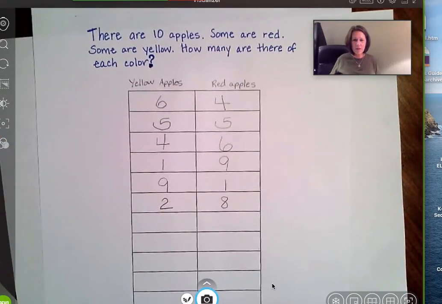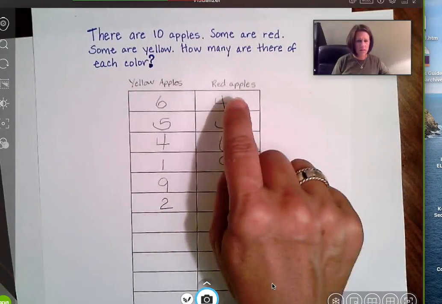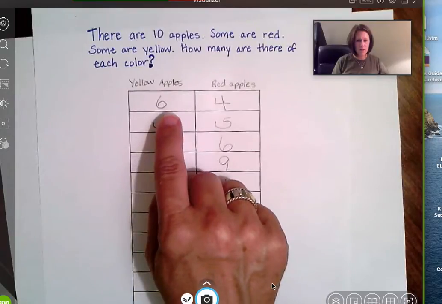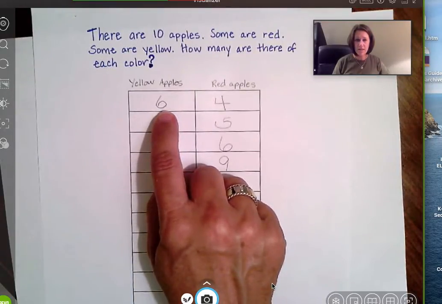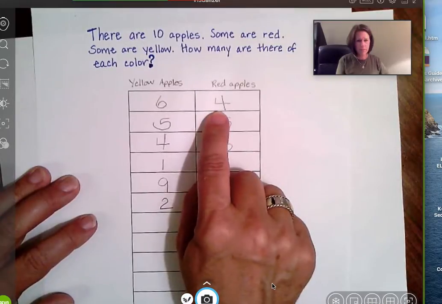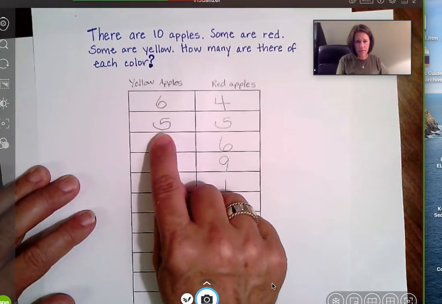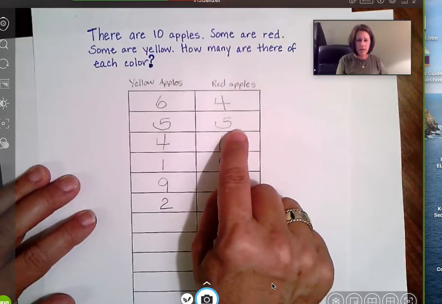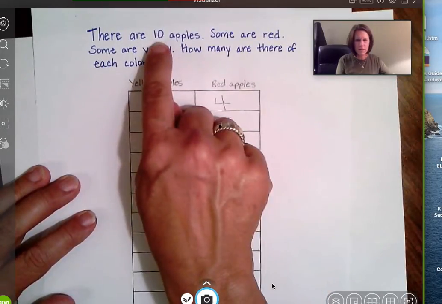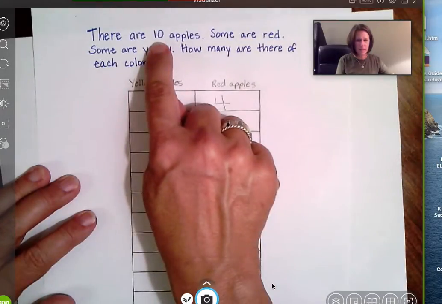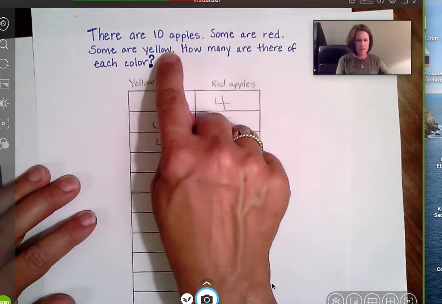It says, there are 10 apples. Some are red, some are yellow. How many are there of each color? Look right here, I already started thinking about it a little bit. I put down some are yellow and some are red. And then I started thinking if I had 6 yellow, I'd have 4 red. If I had 5 yellow, I'd have 5 red. Because I know there are 10. 6 plus 4 is 10.